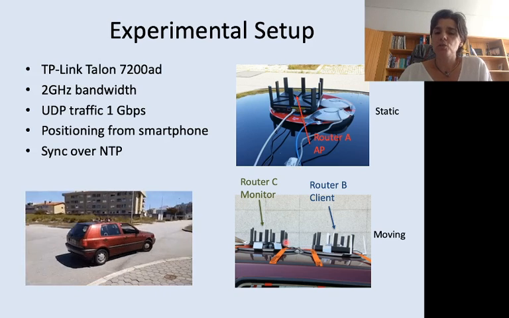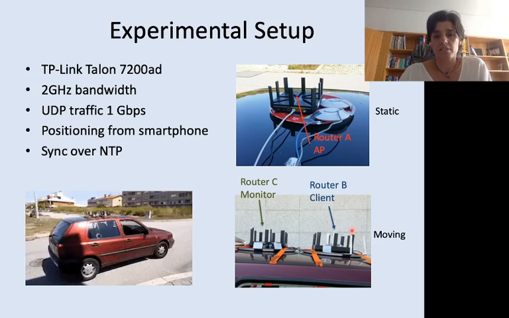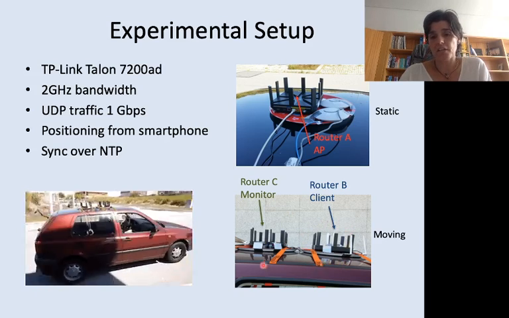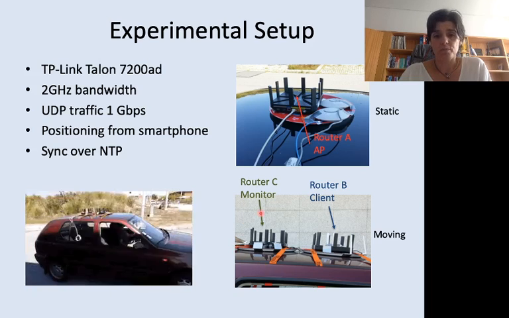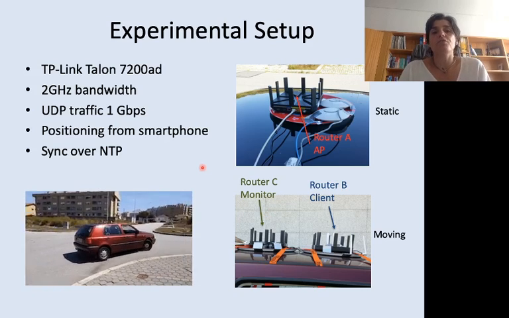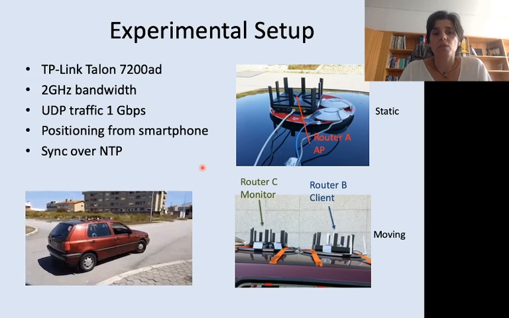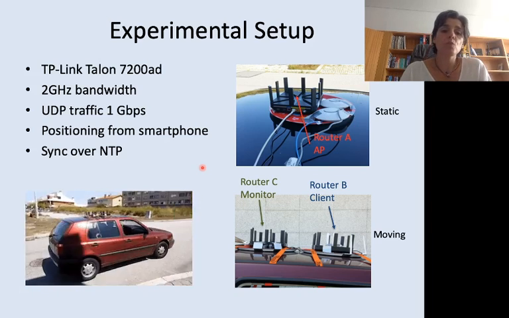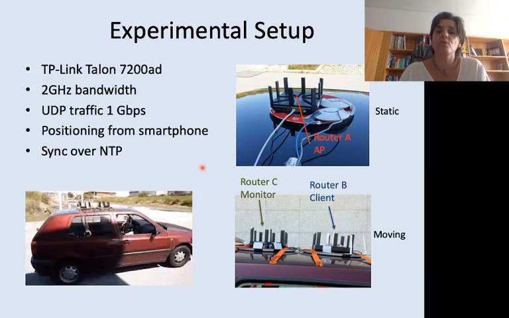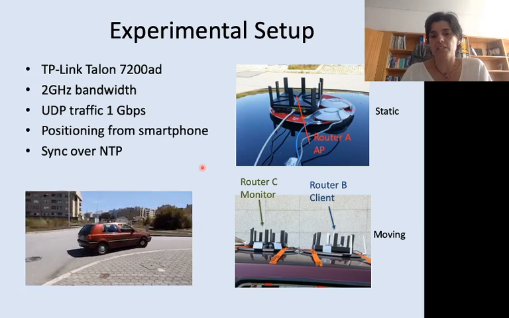Then we also mounted two other devices on a moving vehicle. One of the devices was configured as the station, the client, and the other device was configured in monitor mode. The channel was configured with 2 gigahertz bandwidth, and we were sending UDP traffic at 1 gigabit per second. We obtained the positioning of the mobile vehicle from a smartphone and synced the devices via NTP.